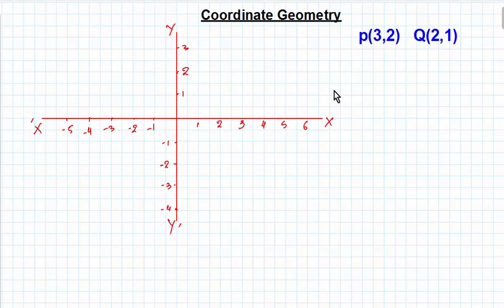Now our question is we have to locate the points P and Q on this graph and explain these two points with these 4 coordinates. First we will locate and find out this P with 3 and 2. What is this 3 and 2?